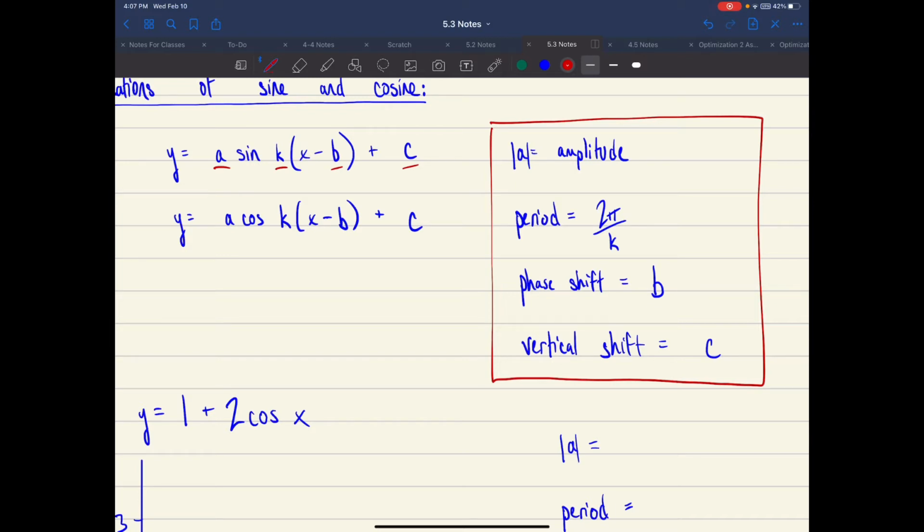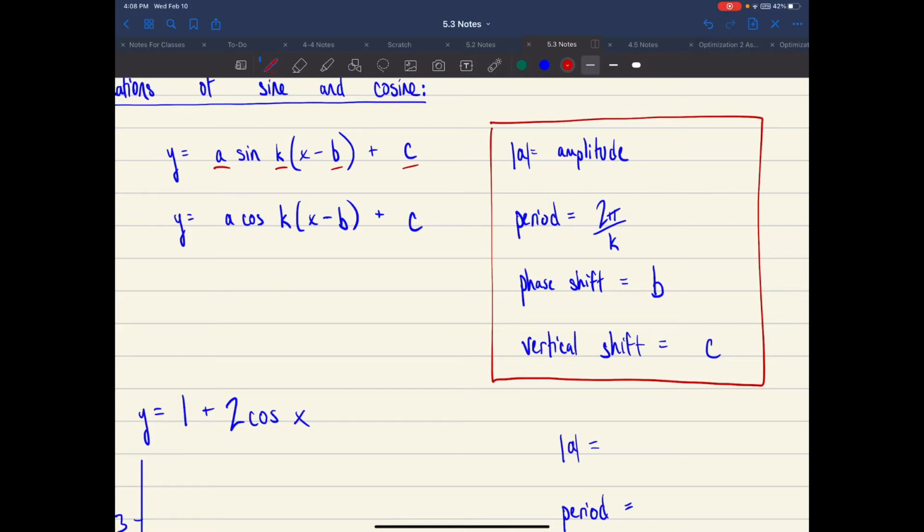The absolute value of a is your amplitude. This is how high or low it goes. It's basically the distance from the center of the graph. Period is going to be 2 pi divided by k. k is that number outside the parentheses, and that affects the period. The phase shift is the letter b. Notice we have x minus b in those two expressions. Phase shift is really left-right shift. We just call it phase shift because we're working with sine waves. And the vertical shift, up or down, is the c at the end.